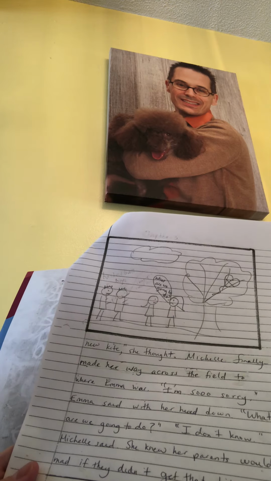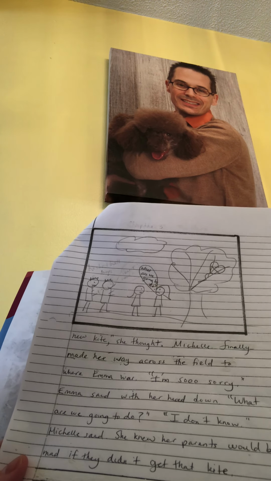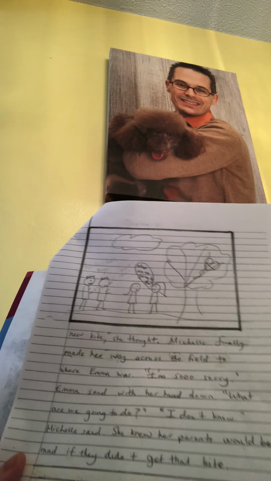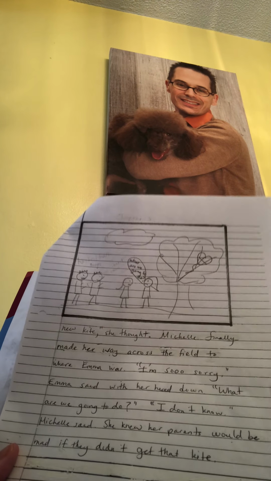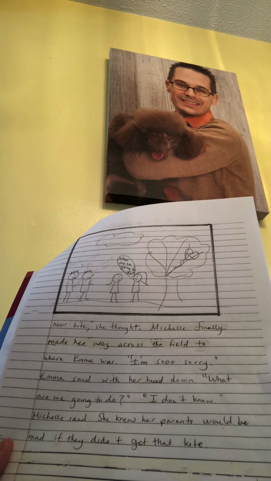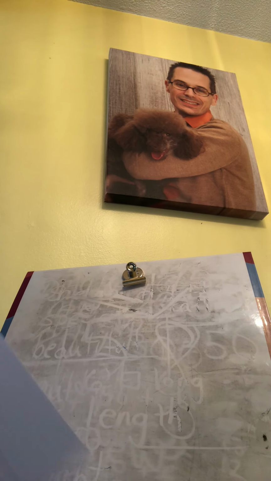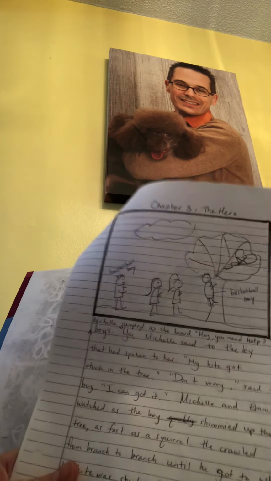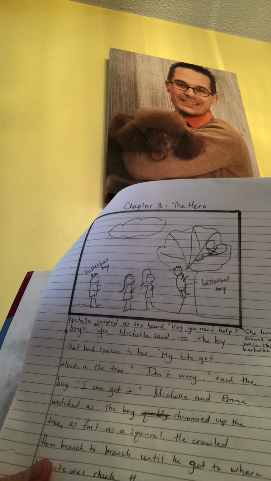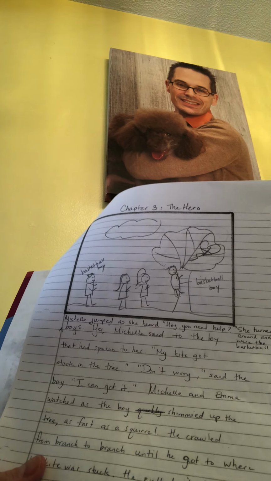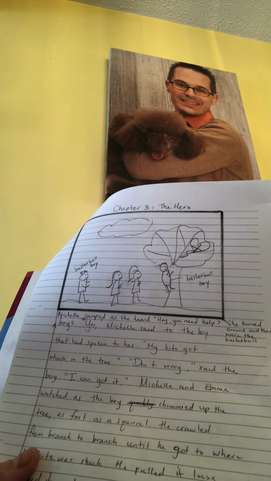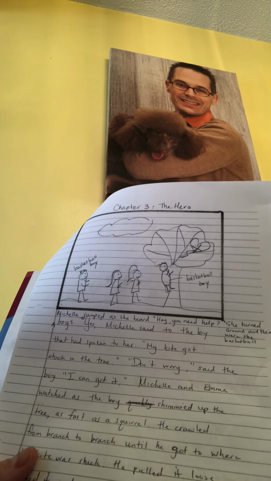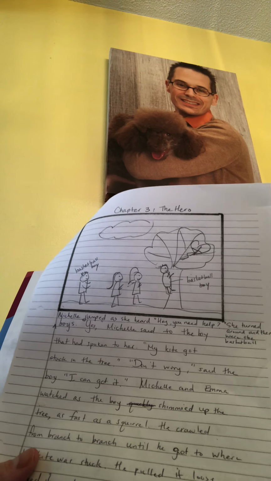Michelle finally made her way across the field to where Emma was. I'm so sorry, Emma said with her head down. What are we going to do? I don't know, Michelle said. She knew her parents would be mad if they didn't get that kite. Michelle jumped as she heard, Hey, you need help? She turned around and there were the basketball boys. Yes, Michelle said to the boy that had spoken to her. My kite got stuck in the tree. Don't worry, said the boy. I can get it. Michelle and Emma watched as the boy shimmied up the tree as fast as a squirrel.